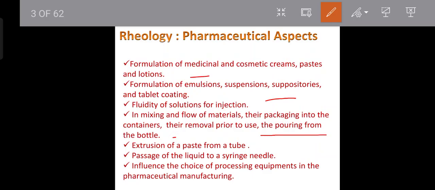And the extrusion of a paste from a tube, which means when you take paste from a tube, like in daily use a toothpaste. If you give some force, meaning stress, the viscosity decreases and the paste comes out easily from the tube. That is one example you can consider. And the passage of liquid through a syringe needle, and the choice of processing equipment in pharmaceutical manufacturing. The choice of process, which type of mixing to use, depends upon rheology.